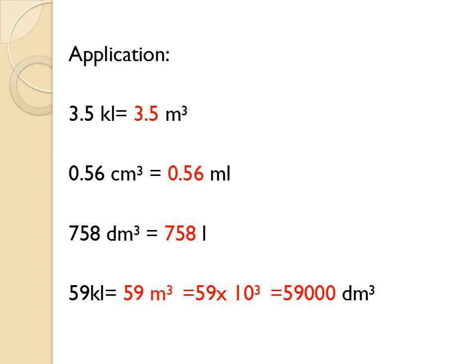59 kiloliter. We want to convert it to decimeter cube. Kiloliter, it's the same as meter cube. Okay, so we put 59 meter cube, but here we want to convert it to decimeter cube, so we continue our operation here by multiplying 59 times 10 power 3, which becomes 59,000 decimeter cube. Why did we multiply by 10 power 3? Because from meter cube to decimeter cube we must multiply it by 10 power 3.